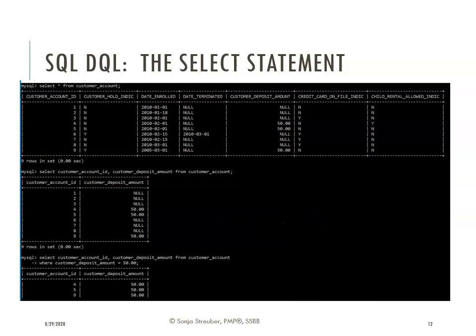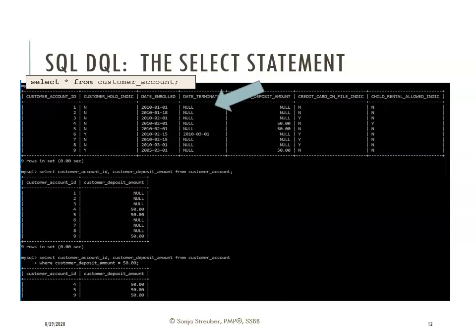Here we are, right in the middle of our MovieStream database. We use select star from customer account to see all the values in all the columns in the customer account table. That takes up quite a bit of real estate, so if we need fewer data, let's select fewer data.